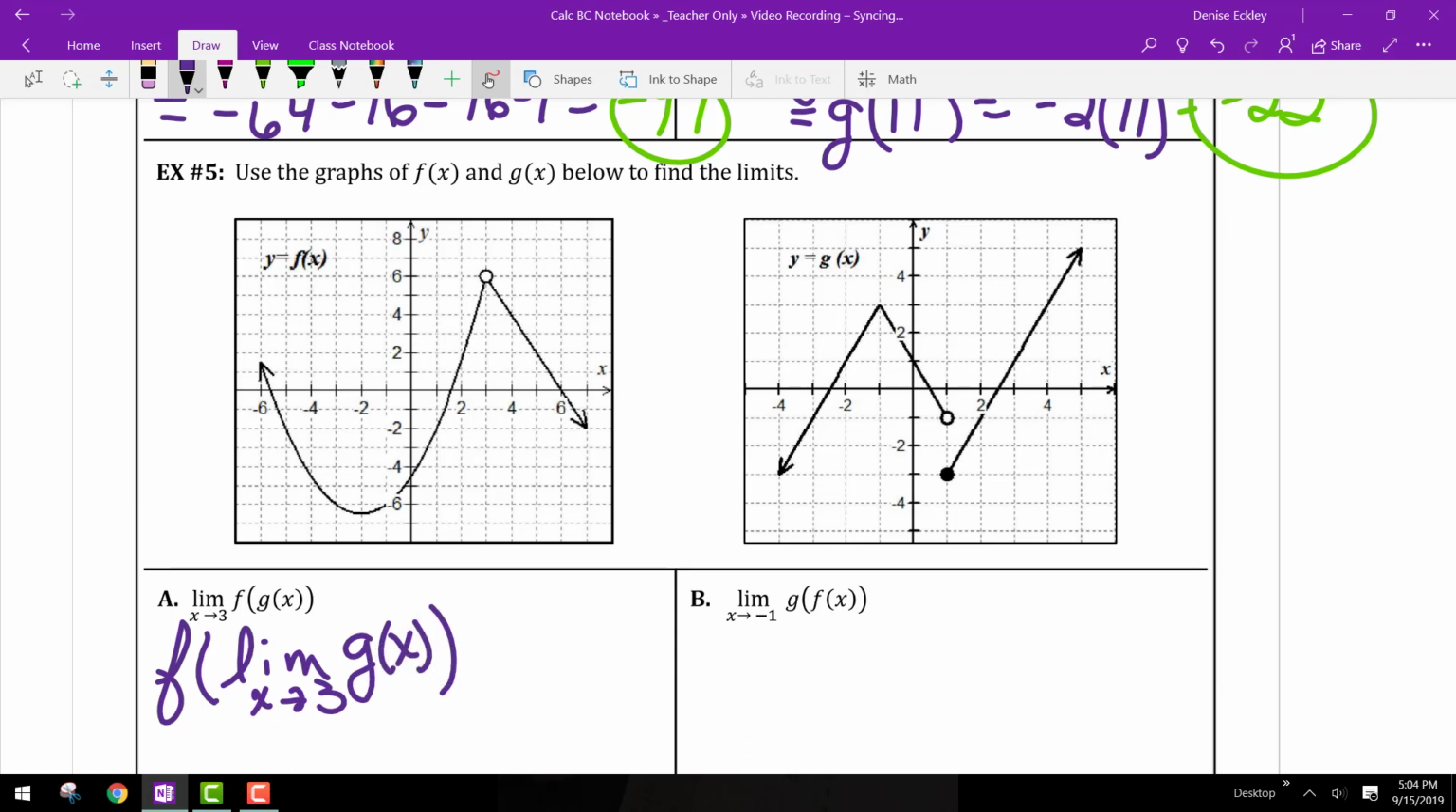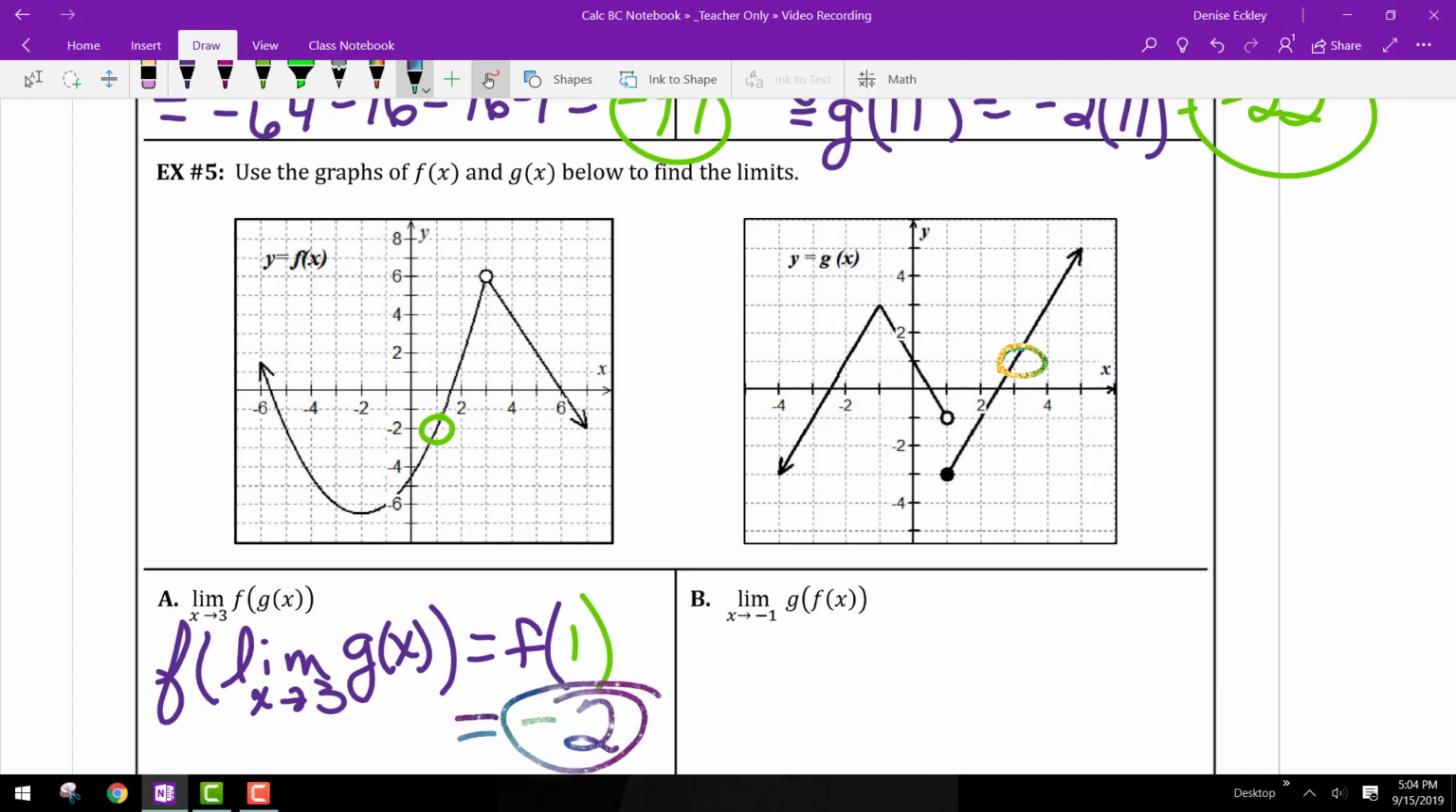Okay, so looking at our graph of g of x, we're looking for the limit as x approaches 3. And so here is g of 3, which is also the limit, and the value is 1. So our limit becomes f of 1. And when we go to our f graph, we're going to go where x is 1. And so we are right here at negative 2. So the value of our limit is going to be negative 2.